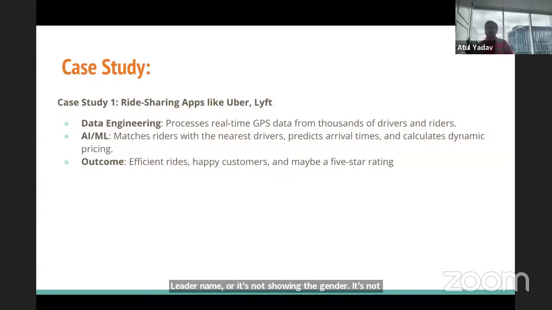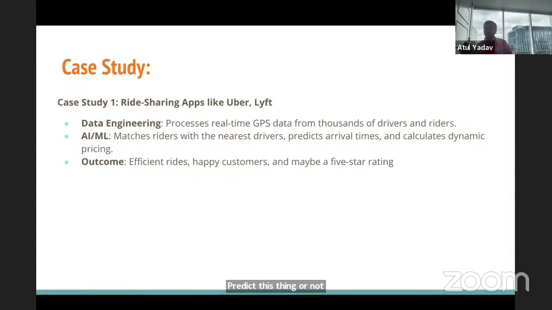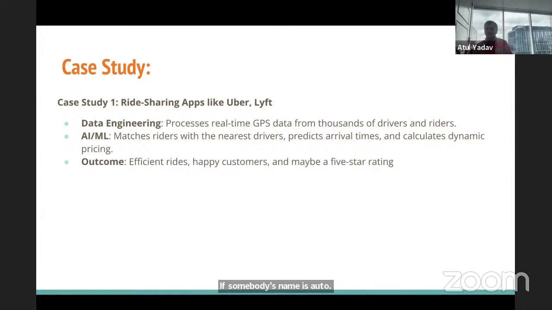So people come to know based on the name, right? Like, if somebody's name is Atul, they will be able to make out that this rider is male. If somebody's name is Kiran, or some female name, they will be able to understand that this rider is female or male, okay. So yeah.